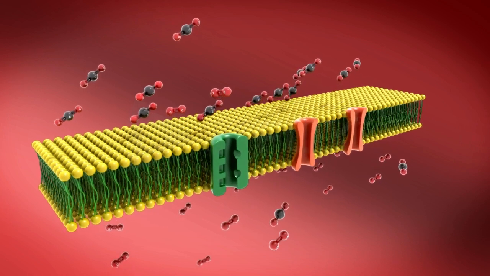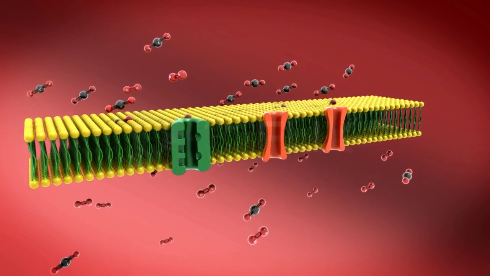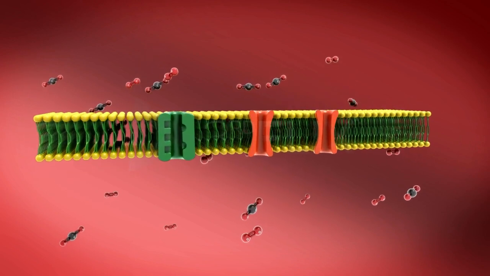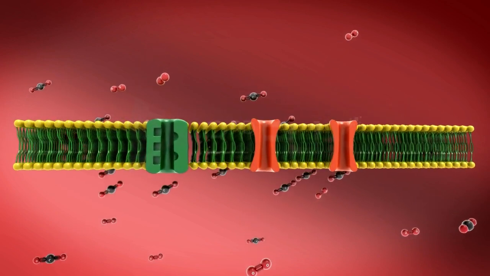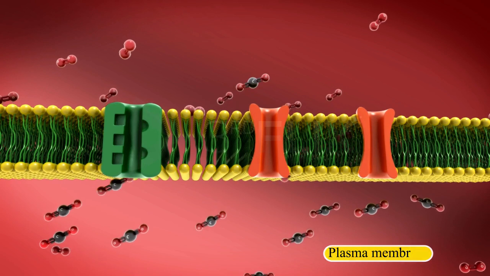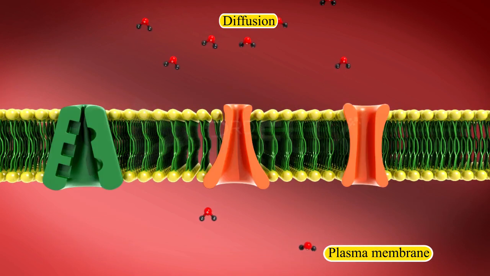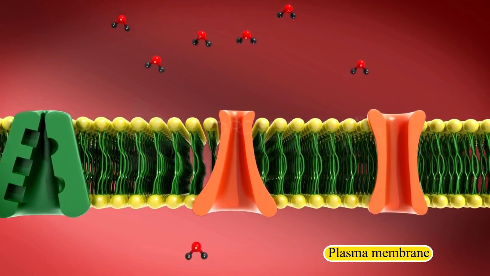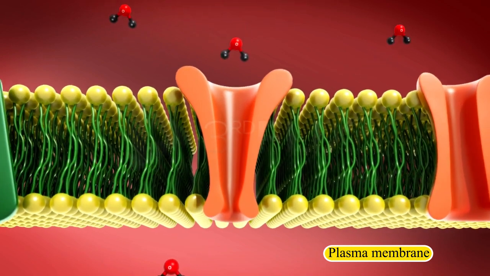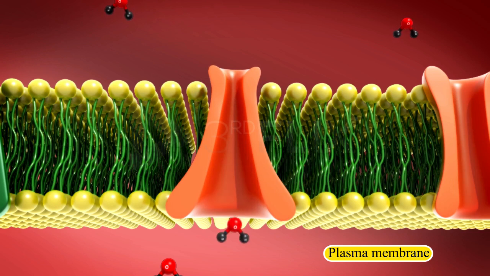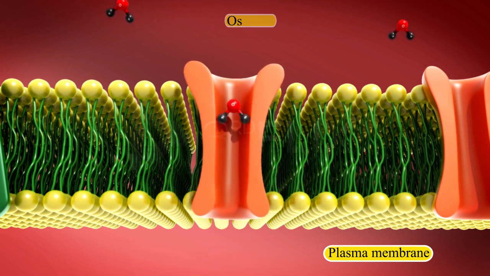Gases such as carbon dioxide or oxygen can also move in or out of a cell through the cell membrane, from high concentration to low concentration, by the process called diffusion. It also allows the movement of water in and out of the cell depending upon the concentration outside the cell, by the process called osmosis.